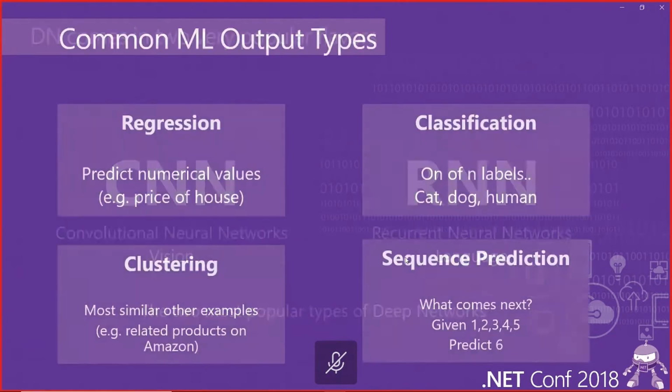And yes, some machine learning types. We have regression, which is to predict numerical values, like the price of a house. Classification: is this a cat, a human, or whatever. Clustering: finding the most similar examples, for example the related products on Amazon. And then we have sequence prediction: if we have a sequence 1, 2, 3, 4, 5, we want to predict the next number.